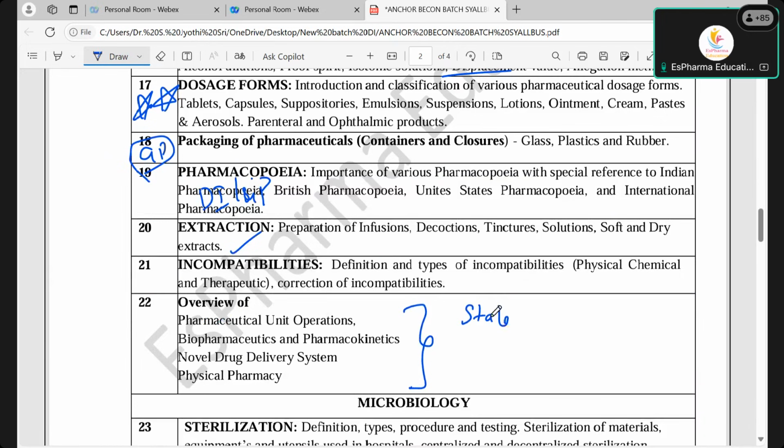State drug inspector ki useful kadandi. I'm okay, I'm a little fast. Are you able to catch me? I'm a little fast.